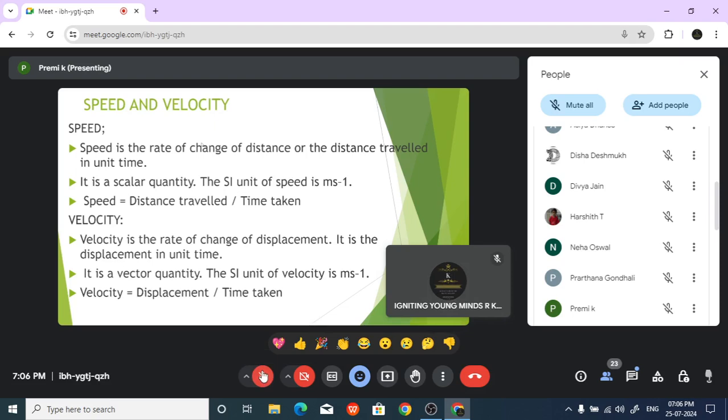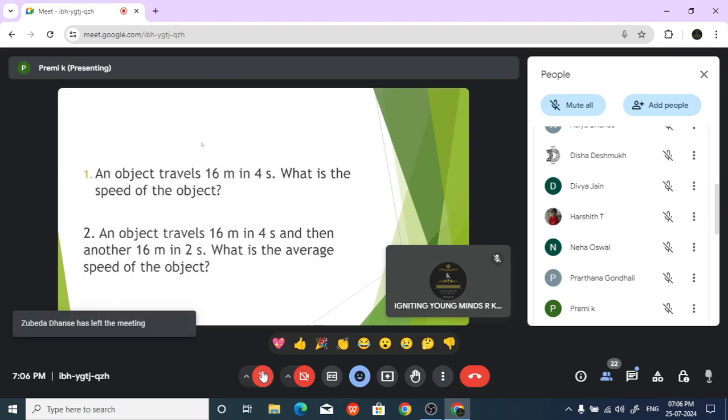This is the difference between speed and velocity. The difference is that speed is scalar and velocity is vector. Remaining all same.